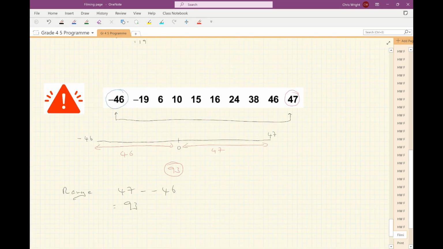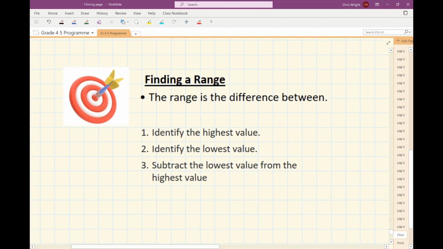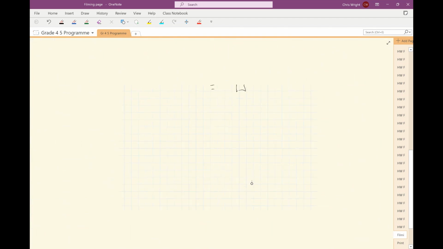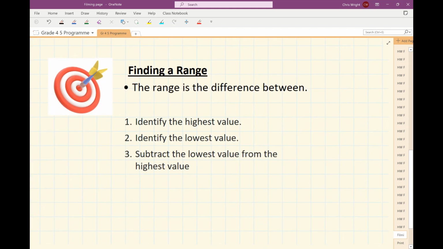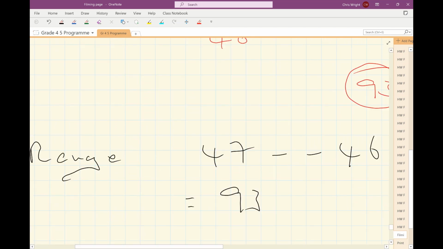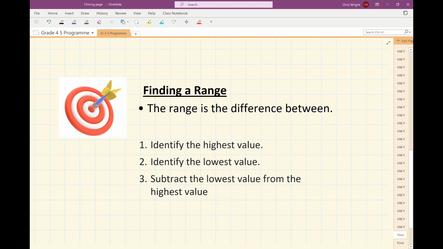So, what do you need to remember? Well, if you're finding the range, which gives you an idea of the spread, how spread out the numbers are, you can either remember, hey diddle diddle, the median's the middle. You add and divide for the mean. The mode is the one that you see the most, and the range is the difference between. Or you can simply identify the highest value, identify the lowest value, and subtract the lowest value from the highest.